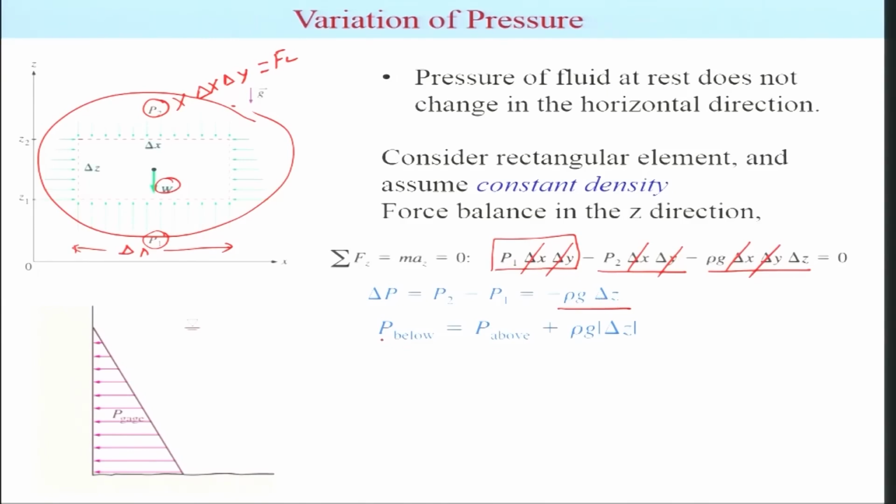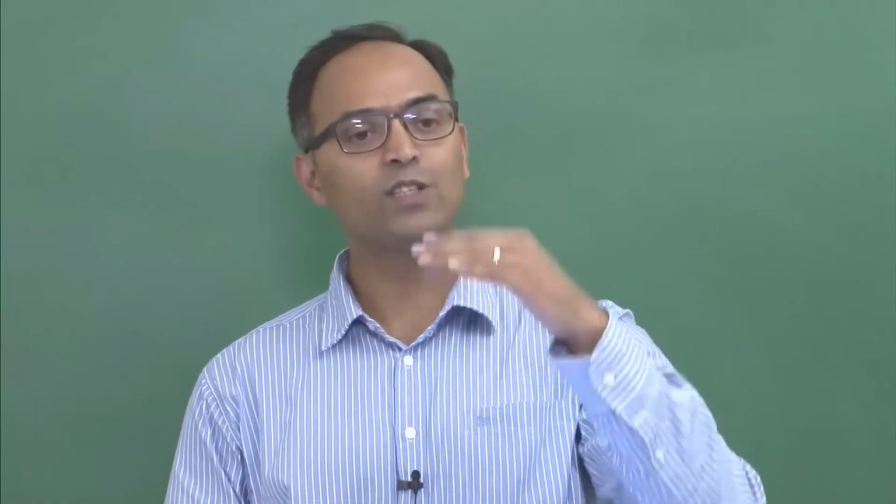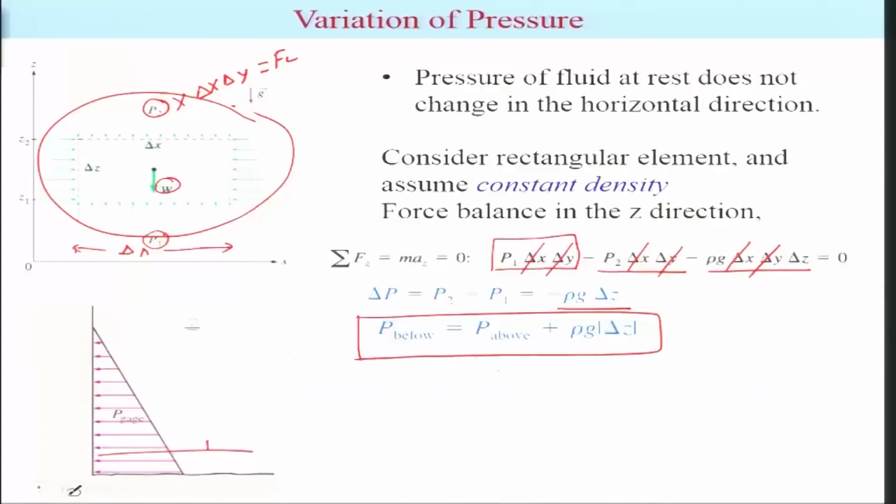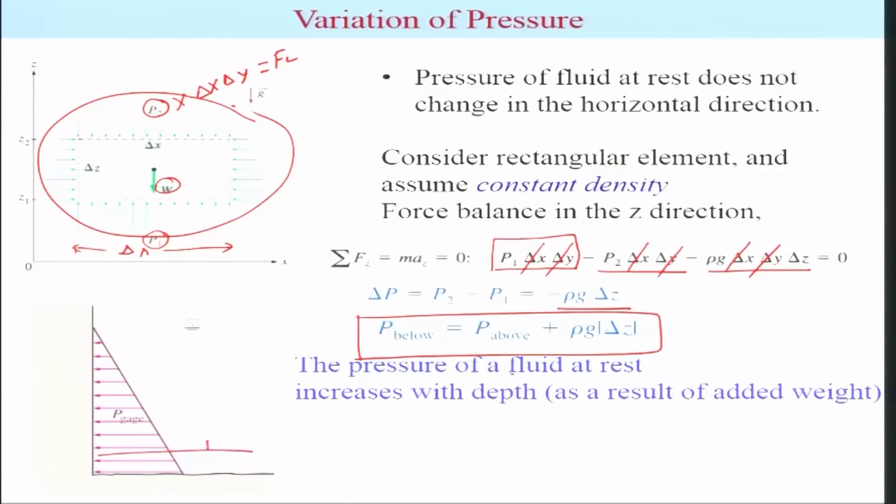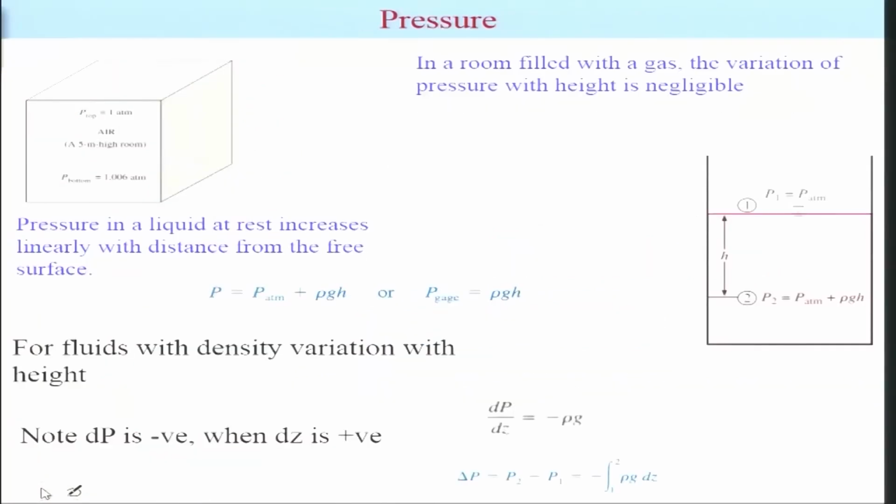In other words, you can say that P below is P above plus rho g times the absolute value of delta z. That's what we know: typical gauge pressure or the pressure will look like this, in a linear form. You can understand that the fluid here is balancing the weight of the other fluid, and hence the pressure should be more. Alright, so that's what we said: the pressure of a fluid at rest increases with depth as a result of added weight.